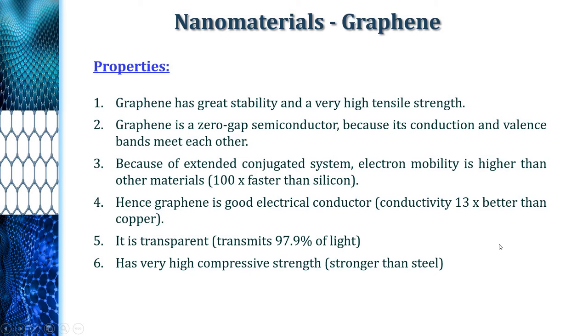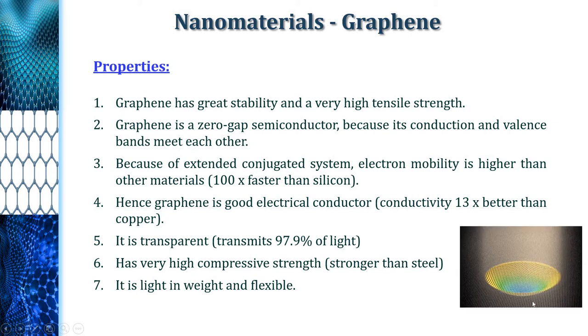It is stronger than steel. The compressive strength is more than steel. Even if it is hit by a strong molecule or any heavy material, it will not break or tear away. It is light in weight because it is a single atom thick sheet, and it is also flexible in nature. So you can see the flexibility as well as the strength of graphene.